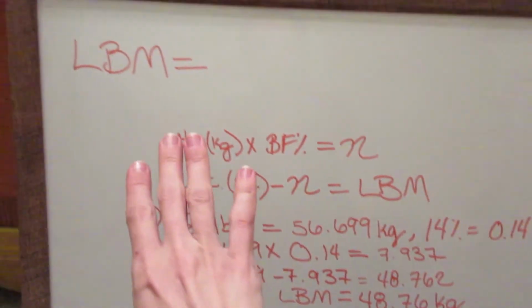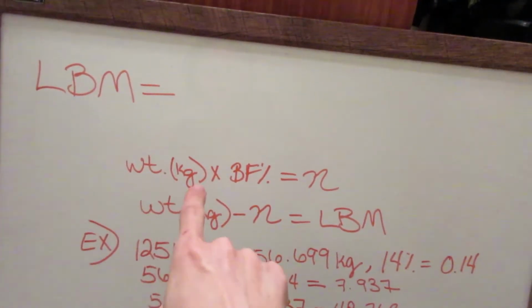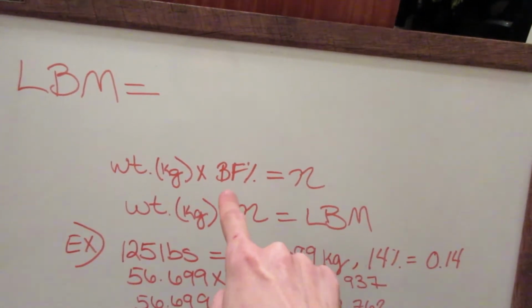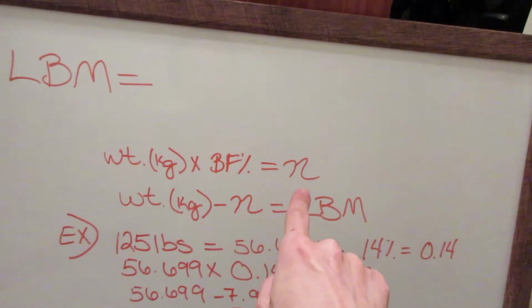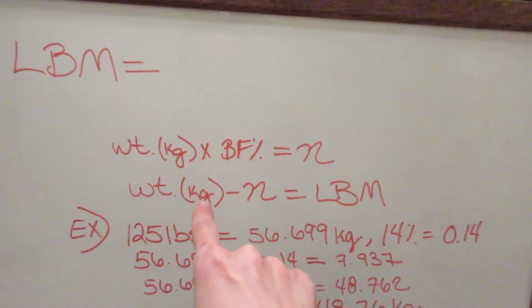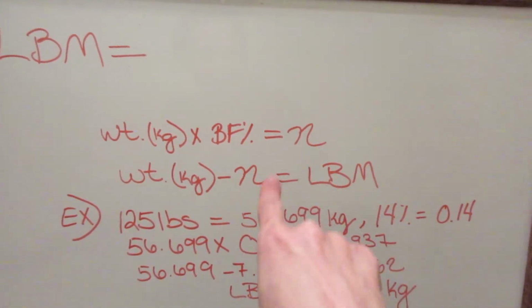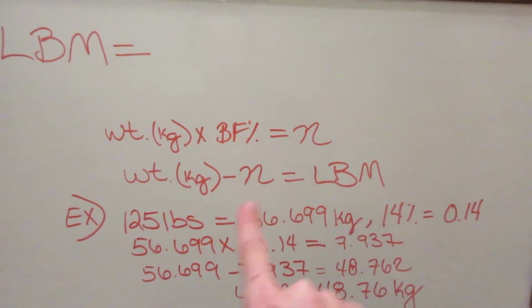Alright, let's go ahead and calculate our lean body mass. This one is actually really, really easy. So I went ahead and I wrote it out on the whiteboard. Okay, so to calculate our lean body mass, you take your weight in kilograms times your body fat percentage. That's going to give you a number. And then you take your weight in kilograms minus that number. That equals your lean body mass.